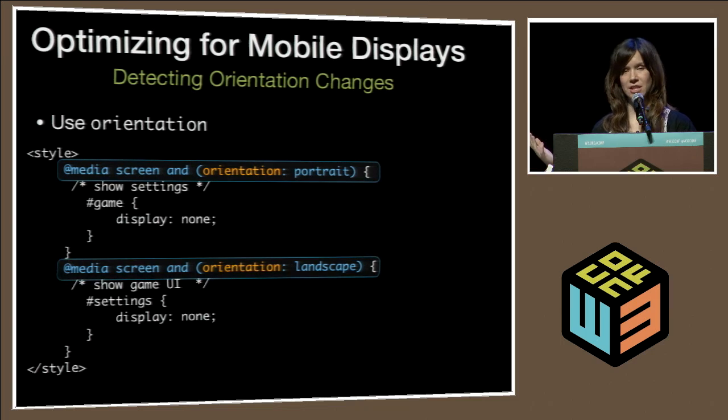Well, a complicated way to do this would be to listen for the orientation change event on the body and then go through the DOM and change a bunch of stuff, etc. A much simpler way is to just use the orientation media type with the portrait and landscape functions. And these will just automatically change your CSS once the orientation change is complete. So if you're rotating from portrait to landscape, in this example, the div that houses my settings is going to be hidden. So this is an incredibly useful media type for mobile devices.